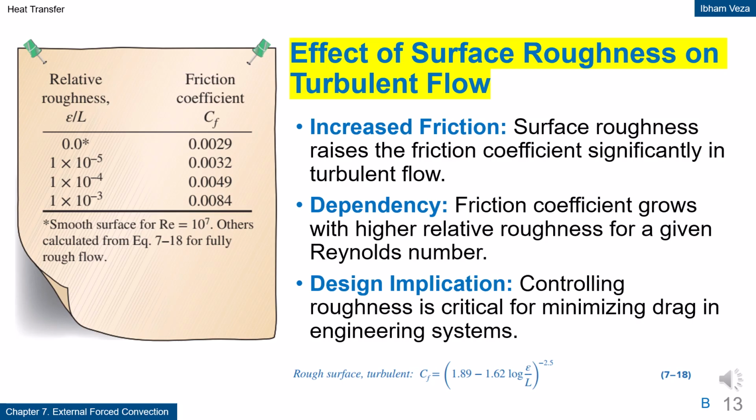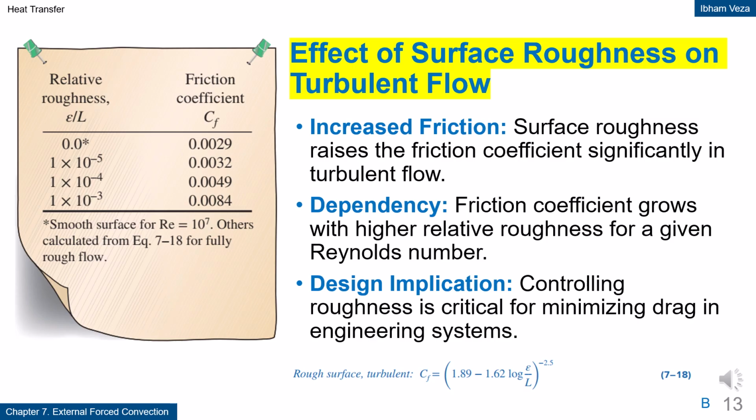Effect of surface roughness on turbulent flow. This slide discusses the effect of surface roughness on turbulent flow. Surface roughness increases flow disturbances near the wall, which leads to a higher friction coefficient. For the same Reynolds number, a rougher surface produces higher drag.